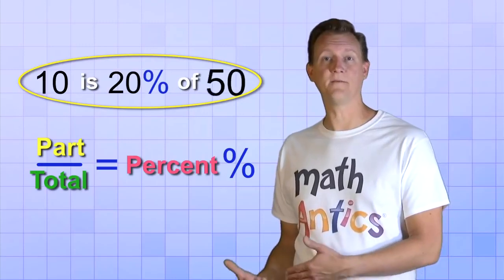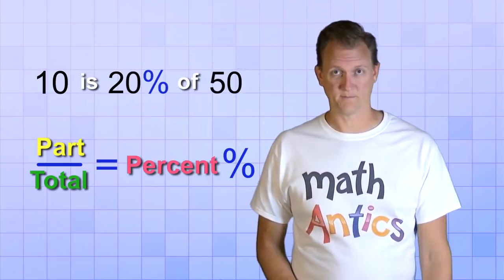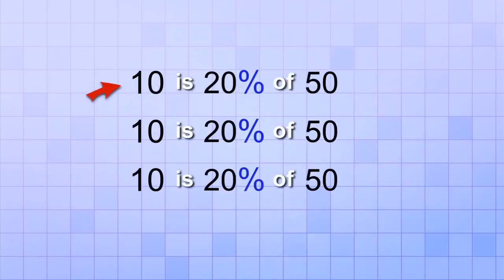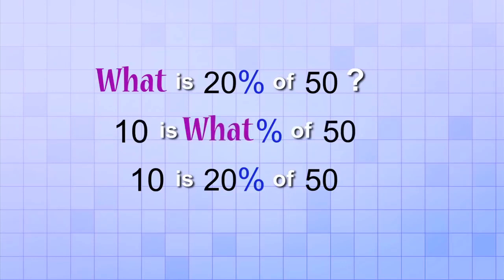To see these three questions, let's rewrite our original statement, 10 is 20% of 50, three different times. But in the first statement, we replace the 10 with the word what, and it becomes what is 20% of 50. In the second statement, we replace the 20 with what, and it becomes 10 is what percent of 50. And in the third statement, we replace the 50 with what, and it becomes 10 is 20% of what.